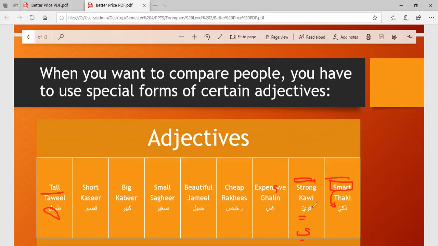These are the list of adjectives you will pass through in the exam. When you want to compare between people, you are going to use these adjectives, but what we are talking about here is the superlative and the comparative forms of adjectives. How do we form the superlative and comparative forms from the basic adjectives?